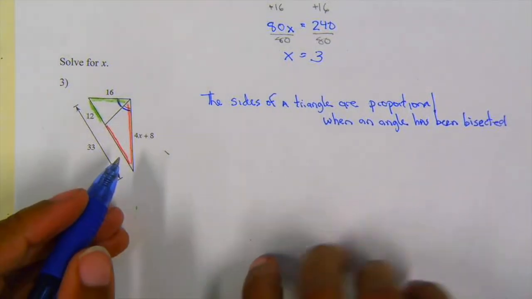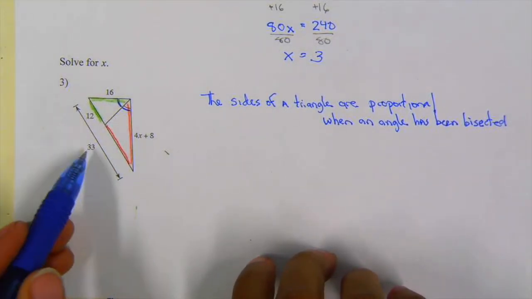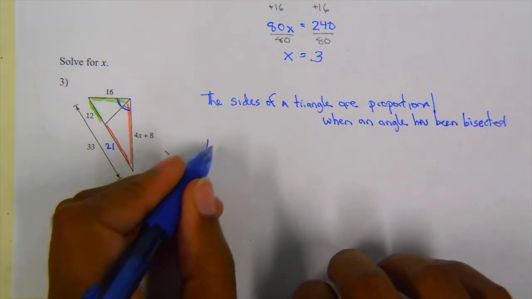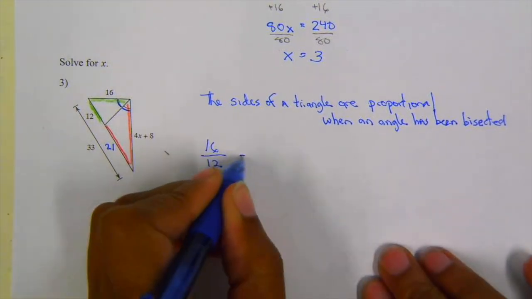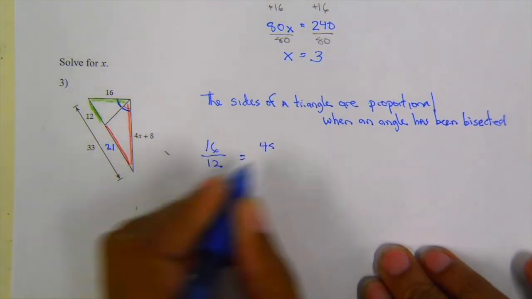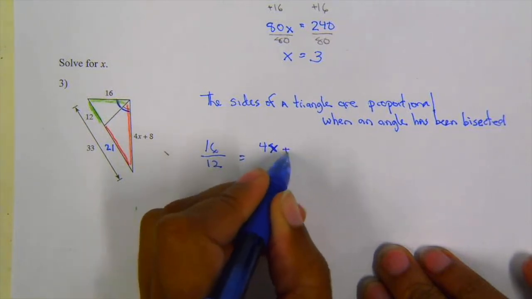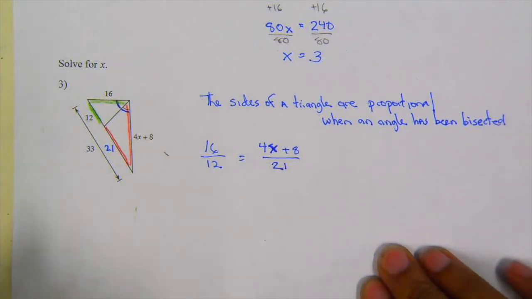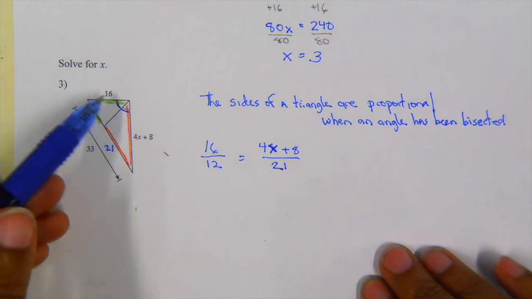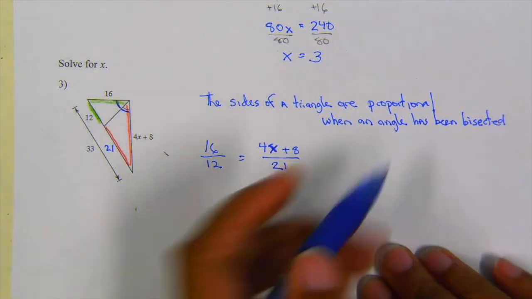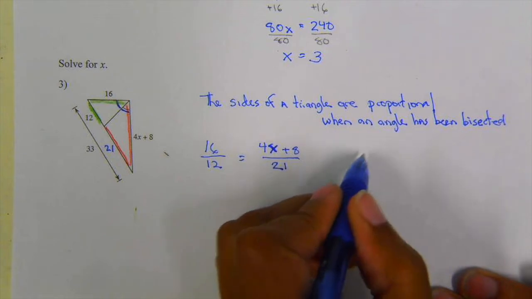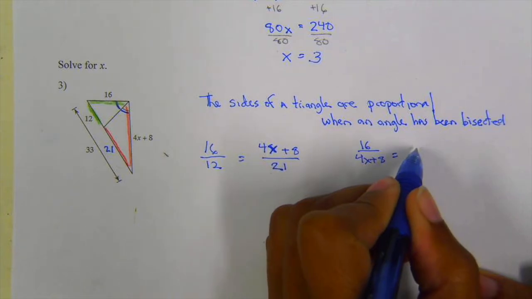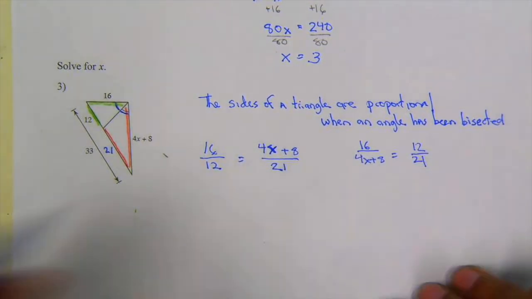Alright, so we can set this up as... Oh, first let's subtract 33 minus 12 to give us 21 for this piece. So now I've got 16 over 12 and 4x plus 8 over 21. Okay, now I don't have to do it like that. I could have done the whole sides together and then the pieces together. So I could have done 16 over 4x plus 8 and 12 over 21. That would have also worked.